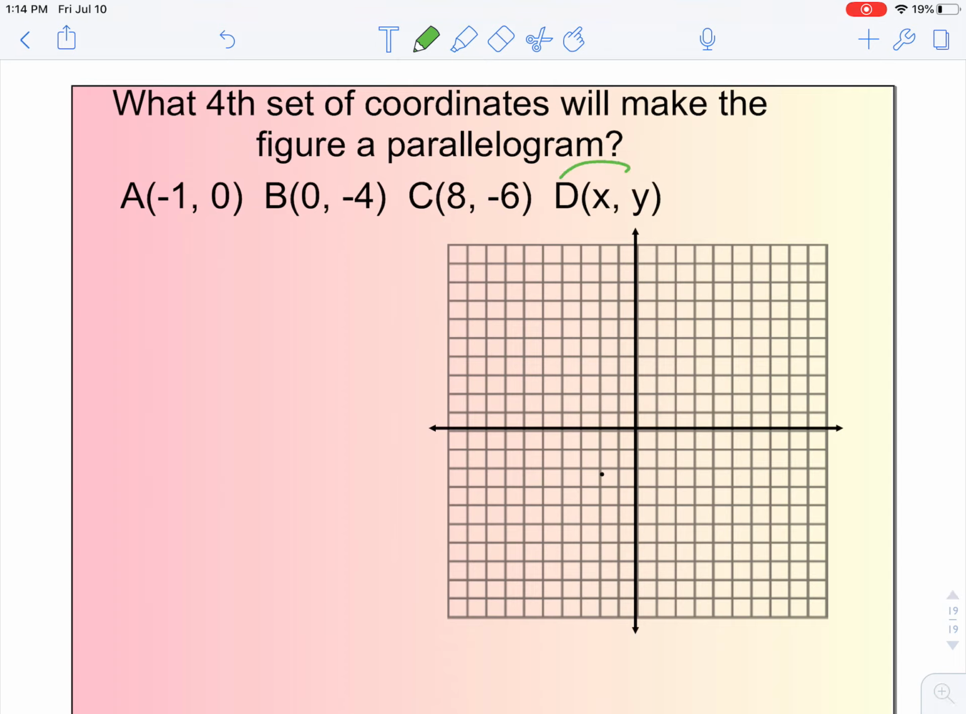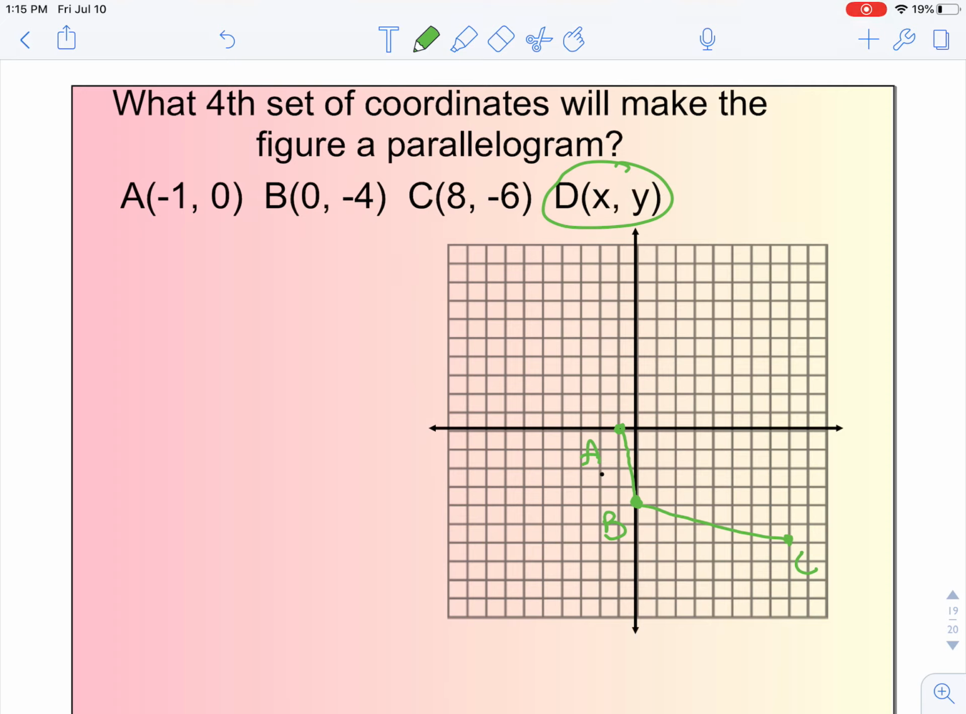The last example we are going to do here is we are going to find what would be the fourth set of coordinates for D right here that would make the figure a parallelogram. So if we graph -1, 0, that's A. B is 0, -4. C is 8, 6. So now where would D be?